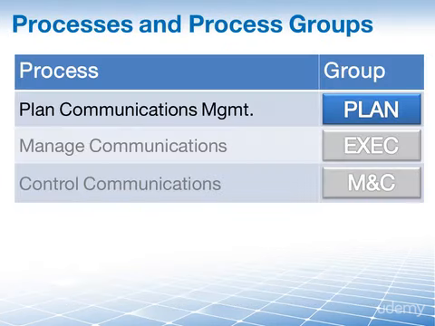So 3 processes in this knowledge area, and they nicely fall into the 3 large process groups. The small ones of obviously being initiation and closing at the beginning and at the end of our project. So we have the plan communications management process, which is the focus of this lesson, obviously in planning, and then manage communications is in execution, and control communications is in monitoring and controlling.